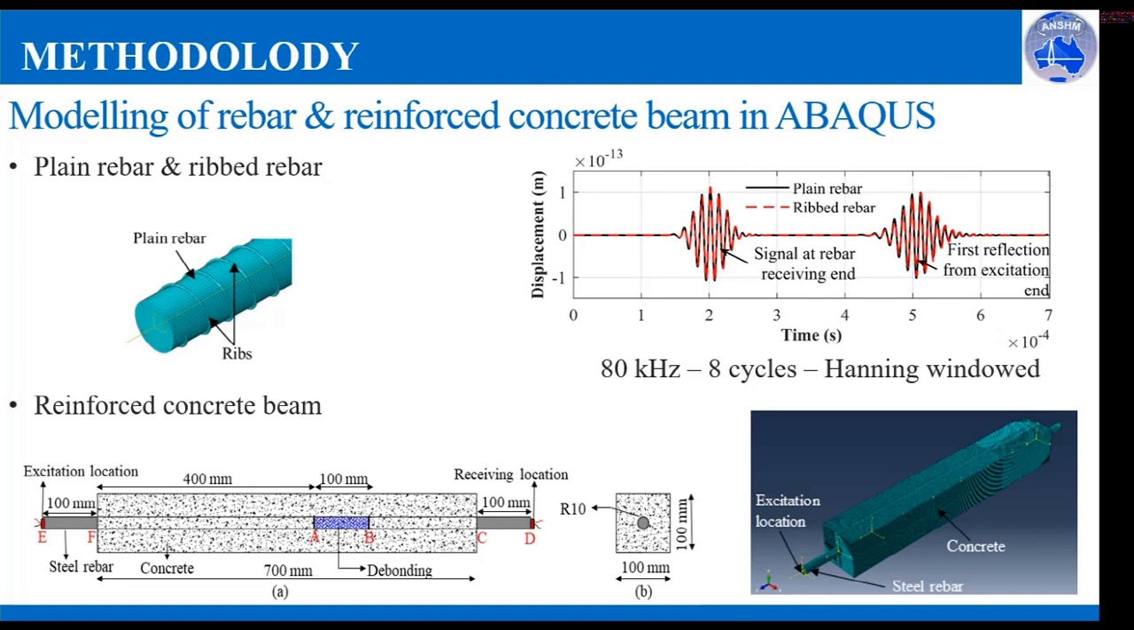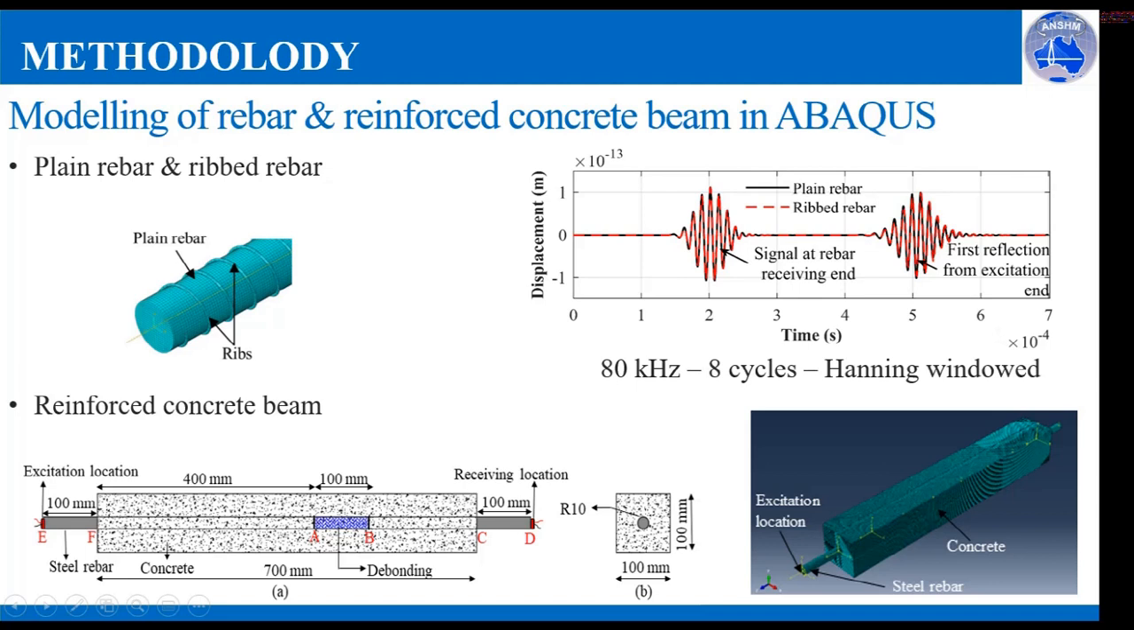In order to check how many wave modes propagate into the bare rebar and the embedded rebar, first, a rebar is modeled in Abaqus. A 20 millimeter diameter rebar is modeled, and an 80 kilohertz, 8 cycle Hanning window signal is excited at one end of the rebar and is received at the other end.